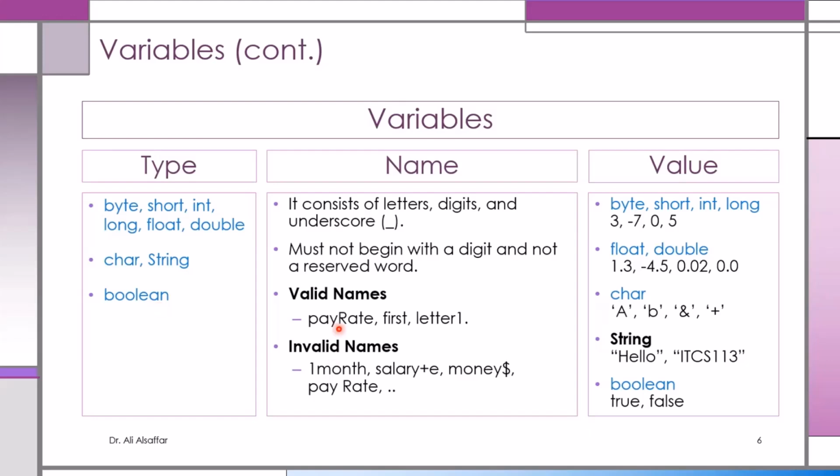Some examples of valid names: pay rate, first, letter 1. And some invalid names would be 1 month, salary plus E. Why is this invalid? Because it begins with 1. Why is this not valid? Because it has a plus. And why is this not valid? Because it has a dollar sign. And why is this not valid? Because it has a space between them.